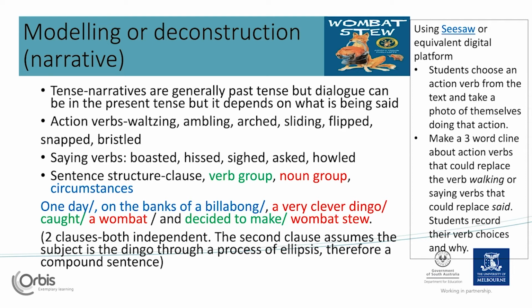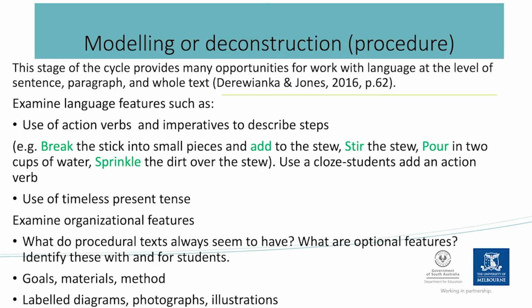In addition, sentence structure can be examined to view the language choices authors make, such as the use of noun or verb groups to create description, or the use of circumstances to give the reader more detail. To deconstruct the language features of a procedural text, you as the teacher might focus on the action verbs included in the imperative steps, or you might look at structural features of procedural texts such as goals, materials or ingredients, and method. Moreover, you might focus on visual features such as labelled diagrams or the use of photos or illustrations to support each step.